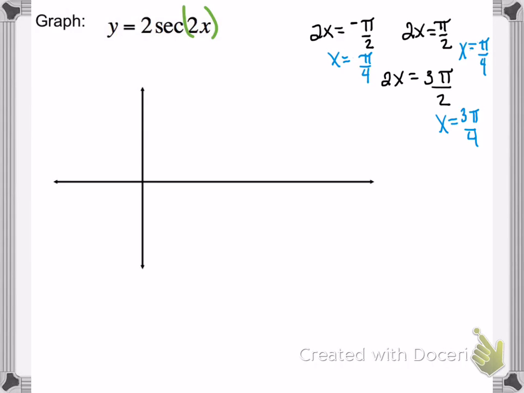In graphing this secant graph, you'll notice that I solved for x and got x to be negative pi over 4, x equal positive pi over 4, and x equal to 3 pi over 4. Now that is where I'm going to have my 3 vertical asymptotes. So I'm going to go ahead and plot those vertical asymptotes on my graph here, and label them accordingly.